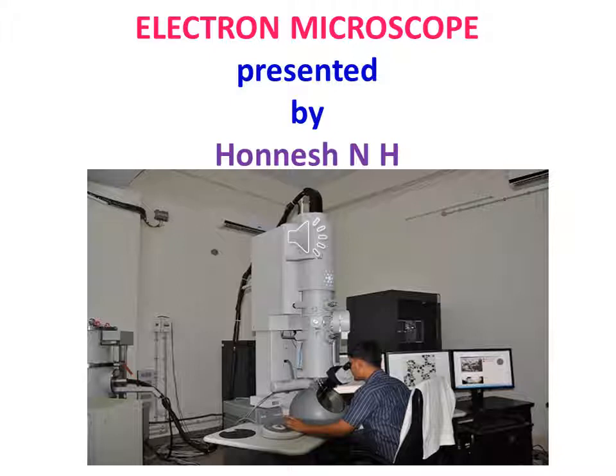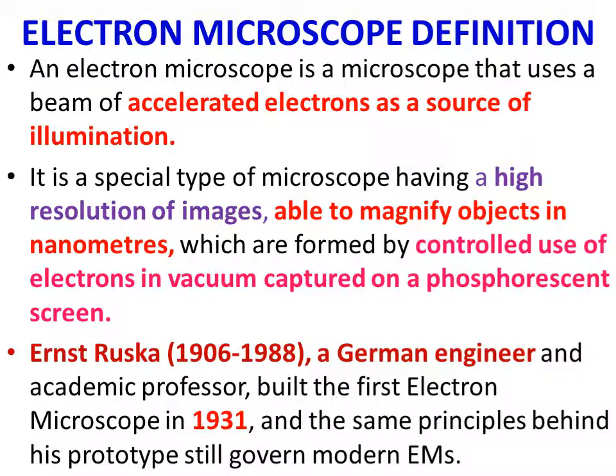Students, today's class is on electron microscopes. So let us discuss electron microscopes. Electron microscope definition: an electron microscope is a microscope that uses a beam of accelerated electrons as a source of illumination.